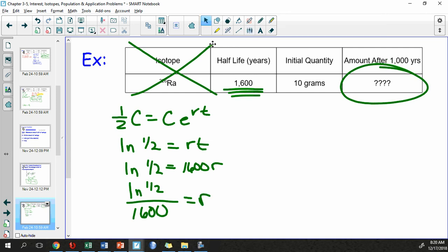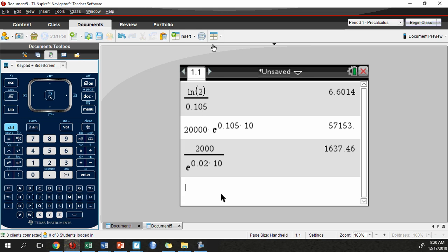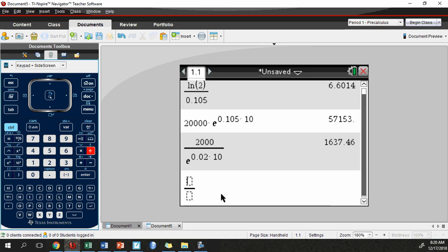So if I come back over here to my calculator, I'm going to go ahead and have the natural log of 0.5 divided by 1,600.